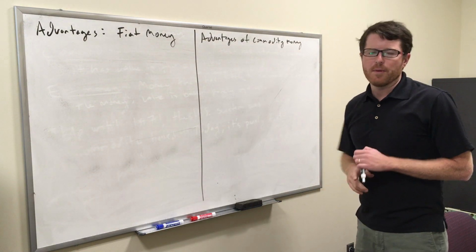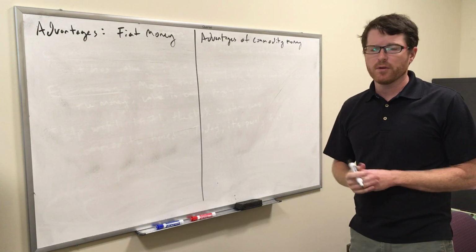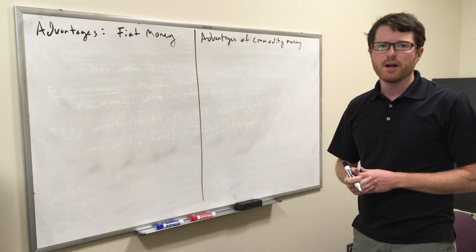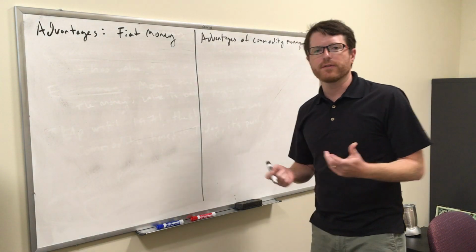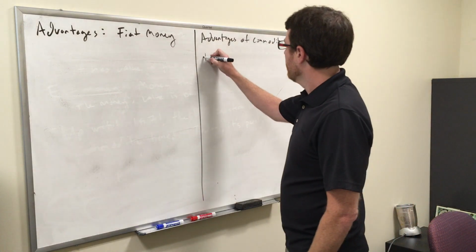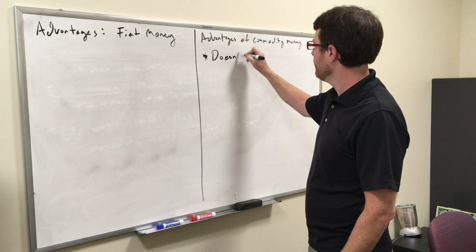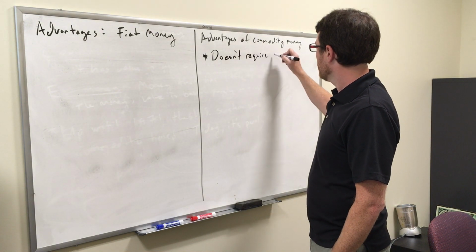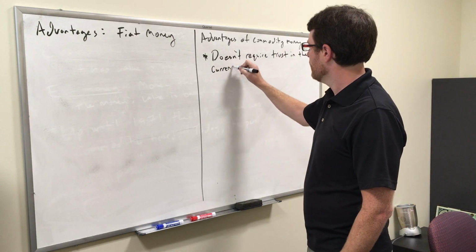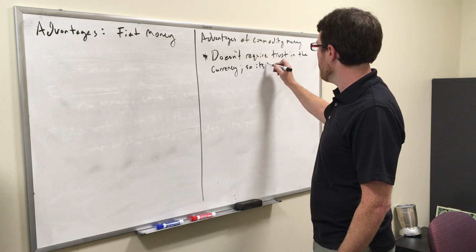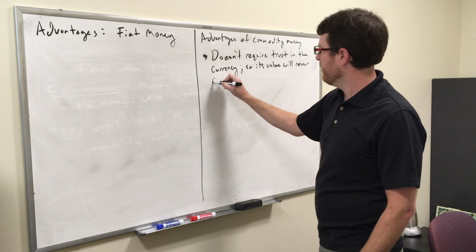Let's start actually with commodity money. Since commodity money is something you would have seen 100 years ago in pretty much all over the globe, let's start there and then move our way towards what is more common now in the present, fiat money. The biggest advantage of commodity money is that it doesn't require trust in the currency. So its value will never go away.